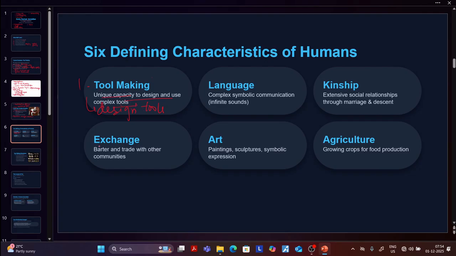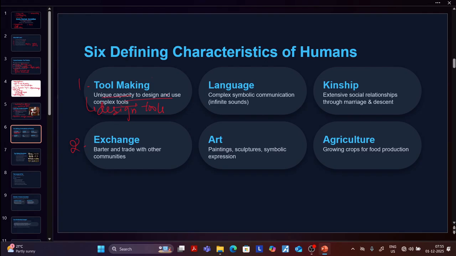We create tools to make other tools. We plan tool manufacture. Over 2.5 million years, tool technology became increasingly sophisticated. Tools represent our ability to externalize our thought, to take an idea from our mind and realize it in physical matter.